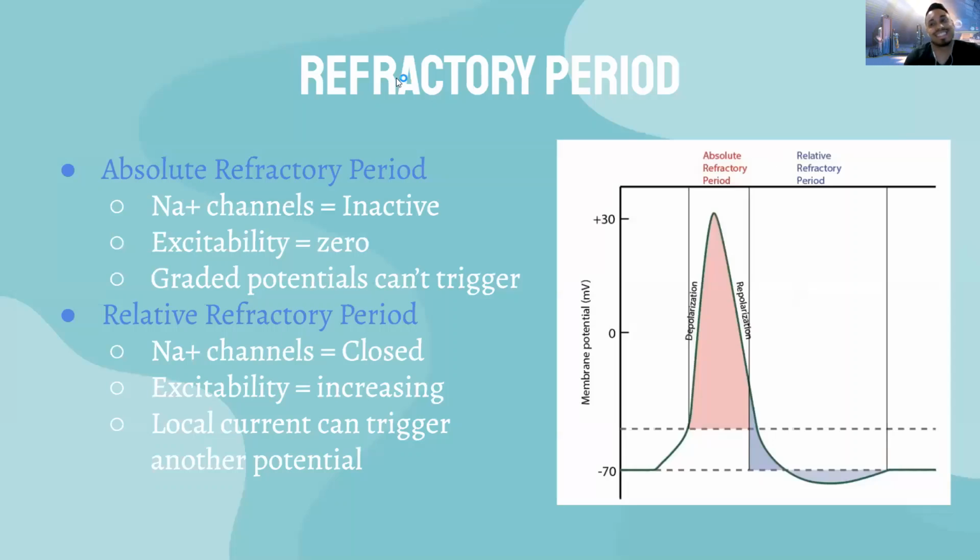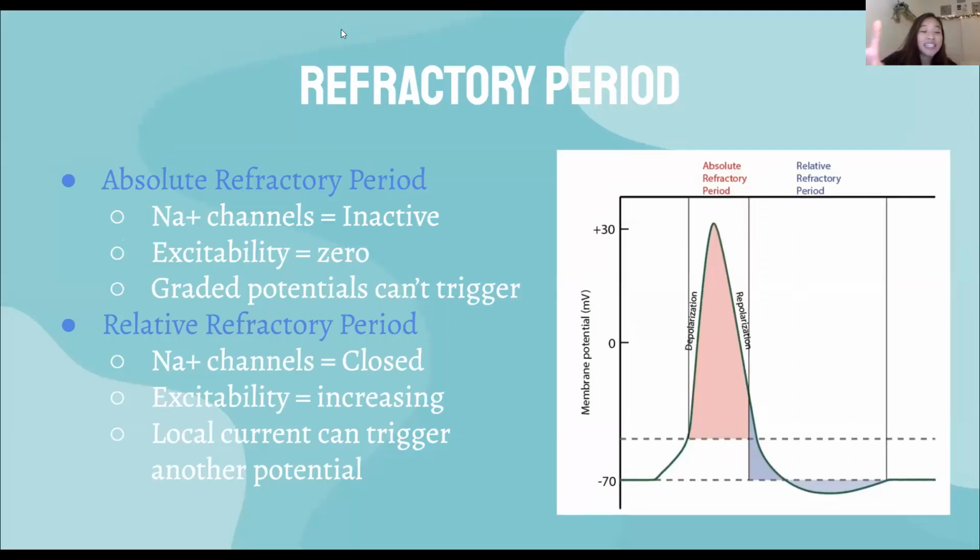Ariella? All right, so moving on to refractory periods. So like I said before, there's two types, absolute and relative. So first off, absolute is when the sodium channels are inactive. So that means you can't have an action potential at this time or another one. The excitability is 0.